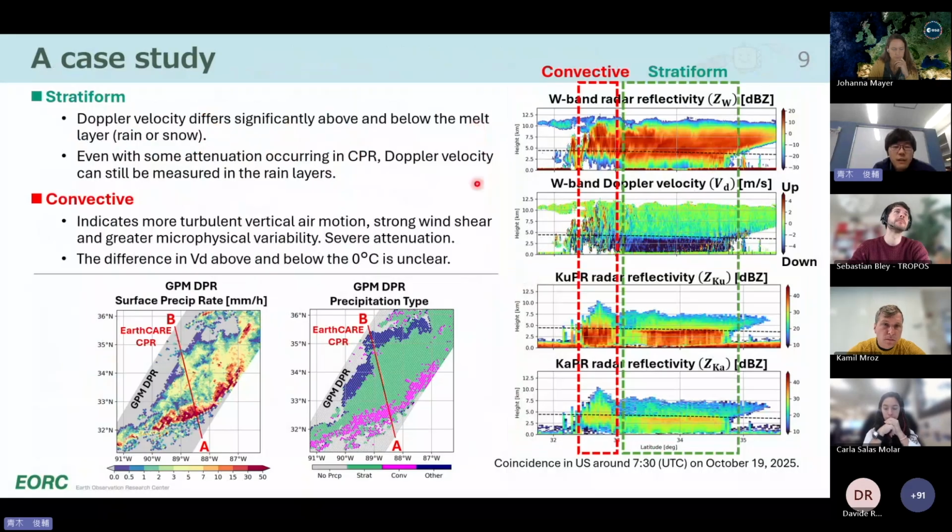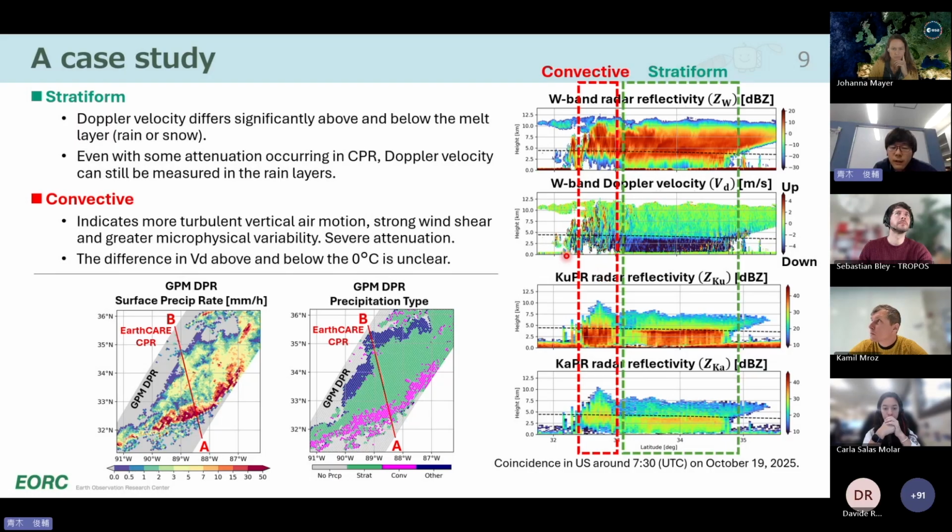This is a case study of a convective and stratiform system over the United States. When we focus on the stratiform precipitation on the right-hand side of the figure, the Doppler velocity shows a clear contrast above and below the melting layer, that is, snowfall and rainfall. There is some attenuation in the W-band reflectivity observation, but the Doppler velocity can still be measured in the rain layers.